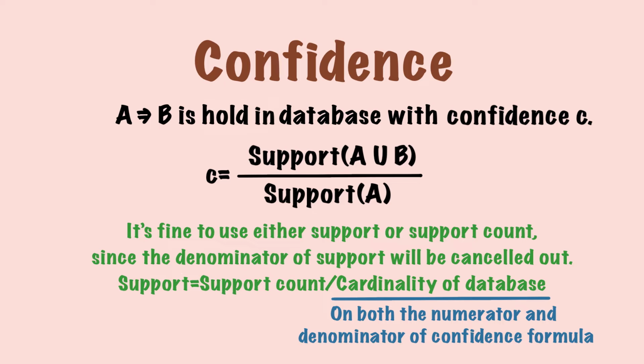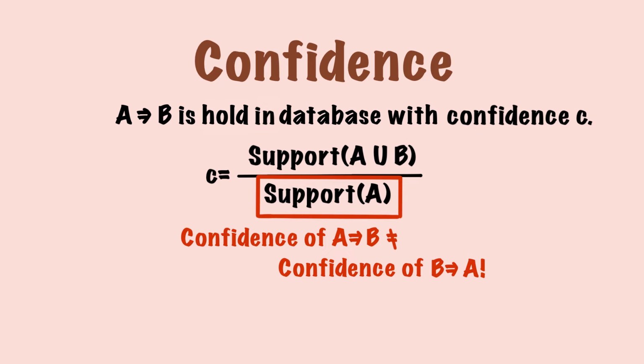If we use support, then this cardinality of the database will be on both the numerator and denominator of the confidence formula, and that will be cancelled out. So you can use either support or support count, the answer will be the same. One thing to note is that the confidence of the rule A to B is not equal to the confidence of B to A. It's because we now have this denominator, so the confidence also depends on the support of A, but the support of a rule is independent of this individual support.